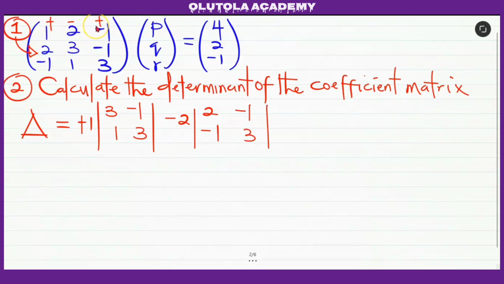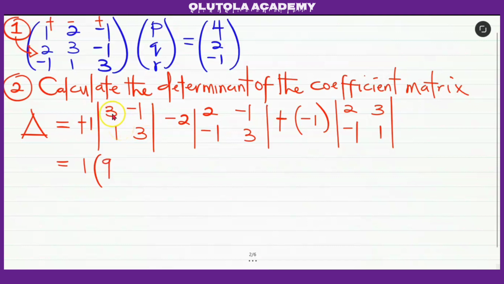Then next is positive, -1. Then the cofactors now, I close this up, I will have 2, 3, -1, 1. So I'm going to work on this now. I will have 1 into, I multiply transversely like this across. I have 9, starting from this, 3 times 3, 9, +1, and -2 next into 6. This will give us -1. This will give us -1 into bracket 2, 2 plus 3.